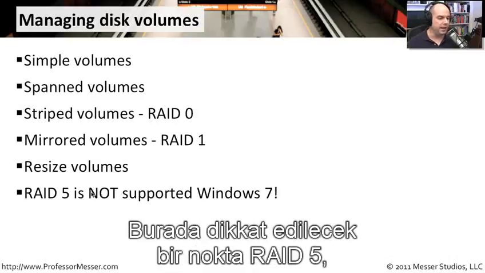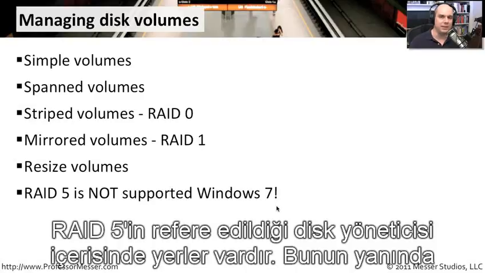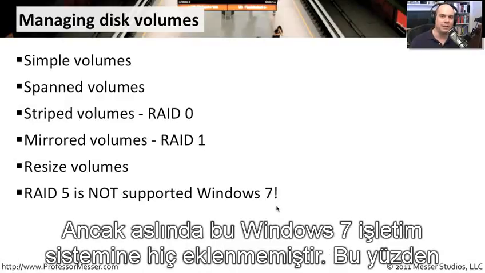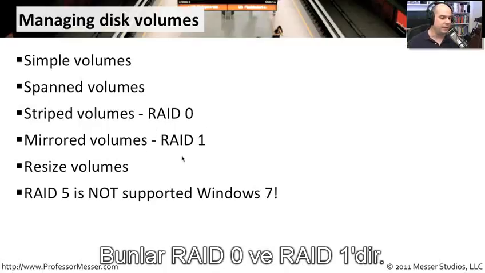One note here, RAID 5 is not supported. RAID 5 is striping with parity, not supported in Windows 7. There are places inside of the disk manager where RAID 5 is referenced, and there are other materials you may have seen that reference RAID 5 in Windows 7, but in actuality, it was never added to the Windows 7 operating system. So the only RAIDs that you can do in software in Windows 7 are these RAID 0 and RAID 1.